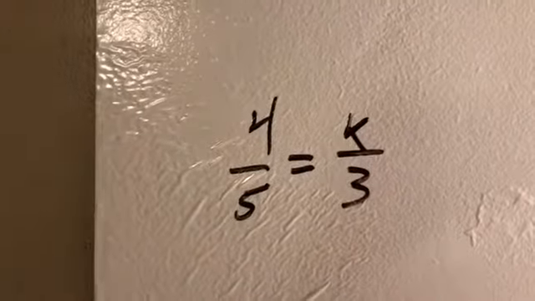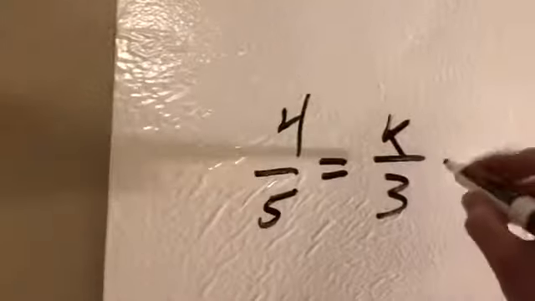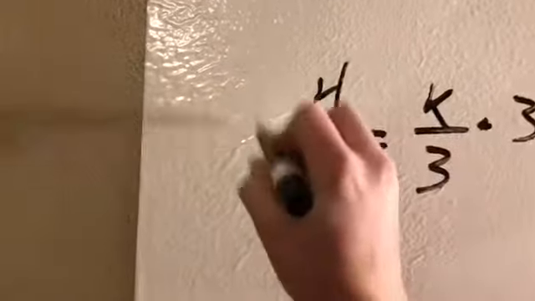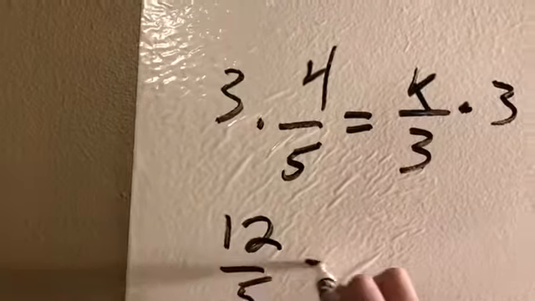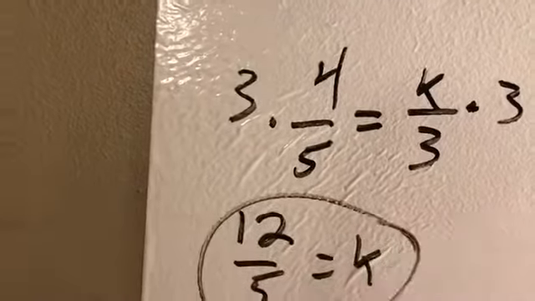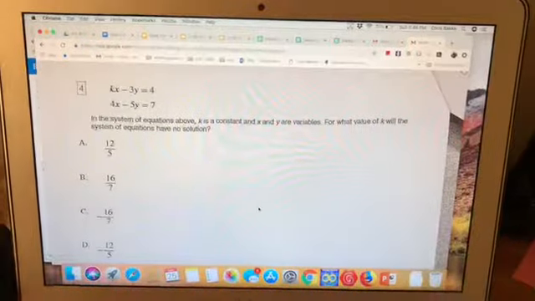Now we can solve this. The only thing I need to do to get rid of k is the opposite. So I'll multiply each side by 3. And I end up getting 12 over 5 equals k. So 12 over 5 is going to be our answer, which is answer choice A right there.